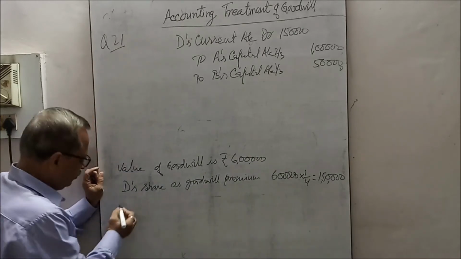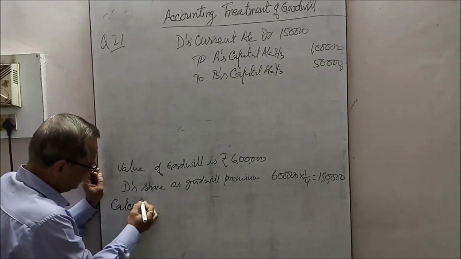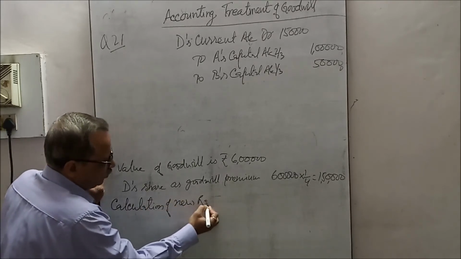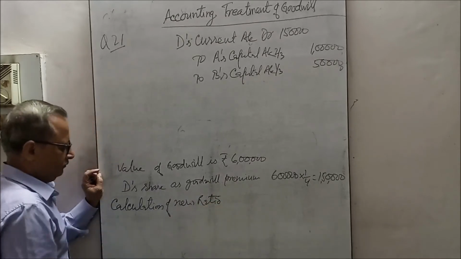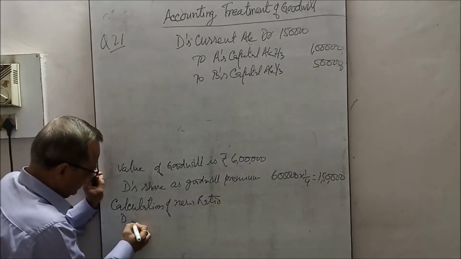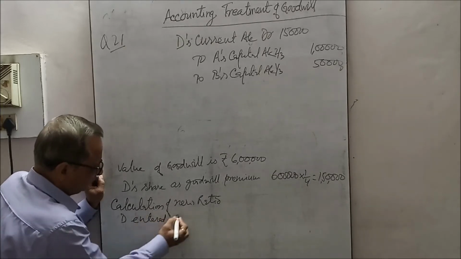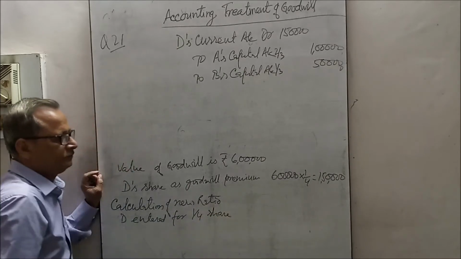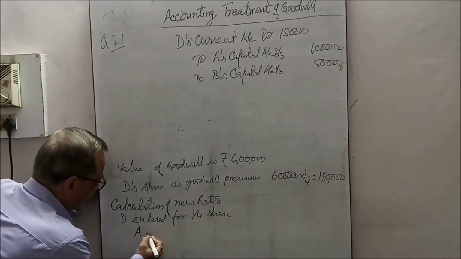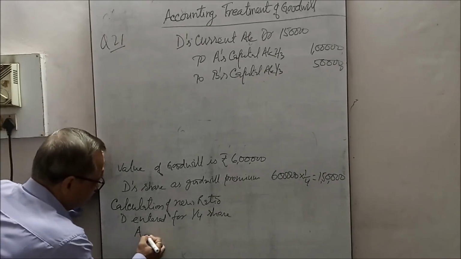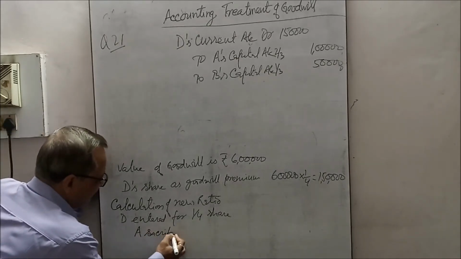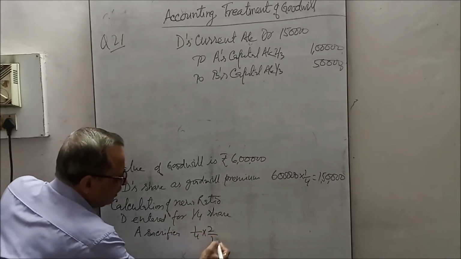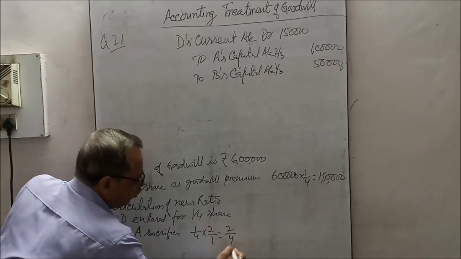How to calculate the new ratio? Calculation of new ratio. D entered for 1/4th share. A sacrifices 1/4 into 2/1, 2/4.